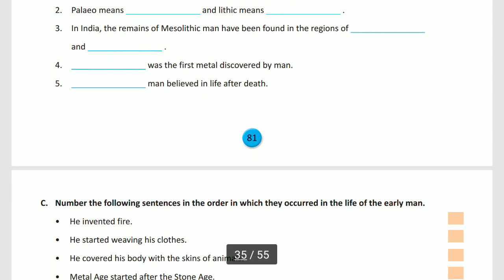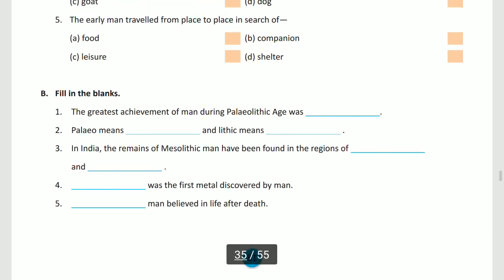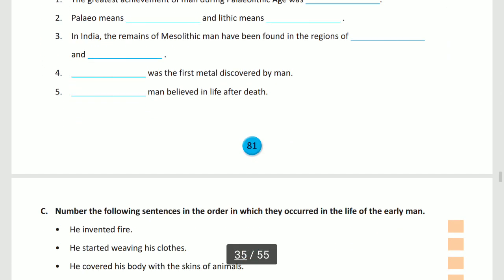Dash was the first metal to be discovered by man. Copper. Copper was the first metal to be discovered by man, and we call this age the Chalcolithic age. Now, dash man believed in life after death. In the Neolithic period, people thought about life after death. So in this way, we have completed the A and B parts.